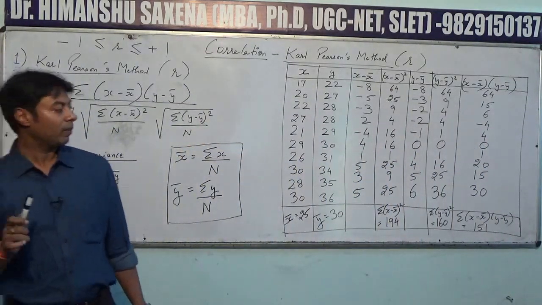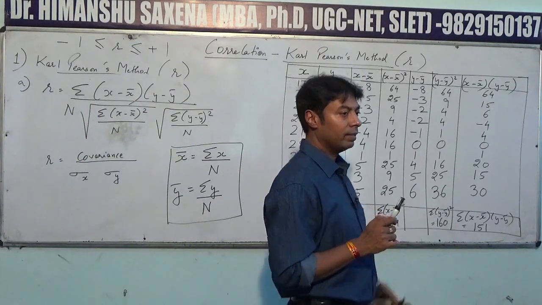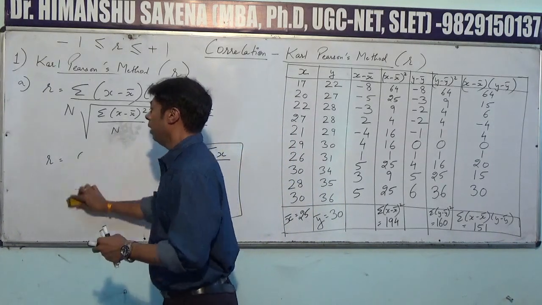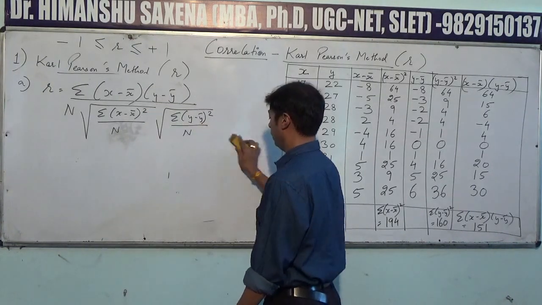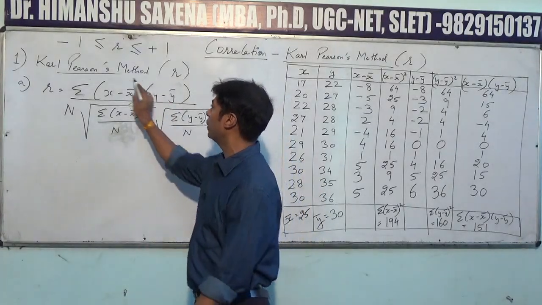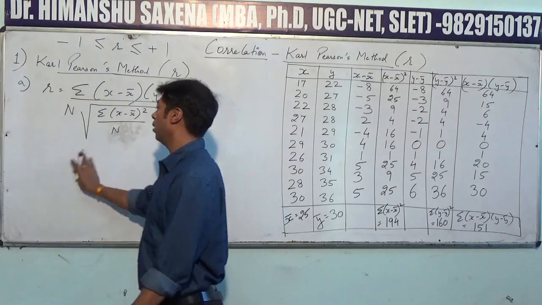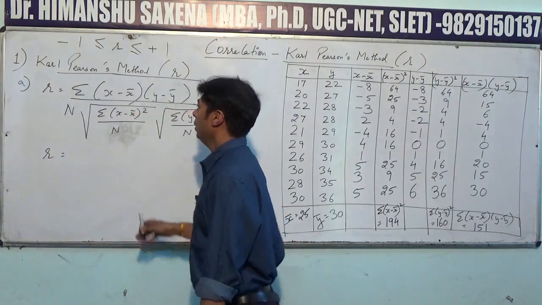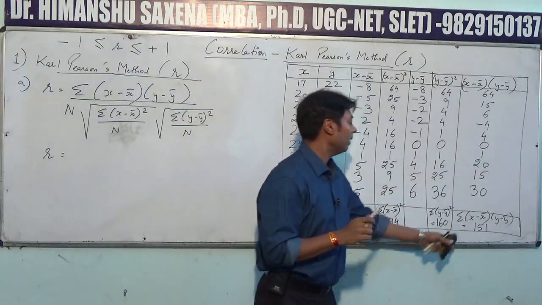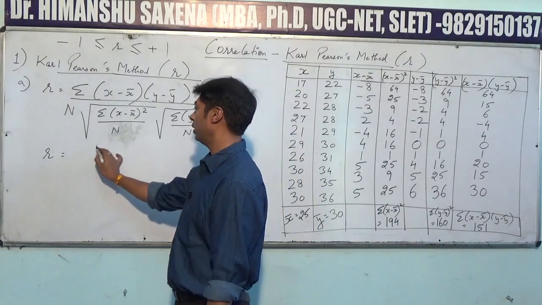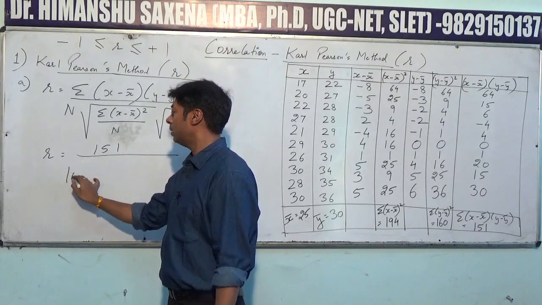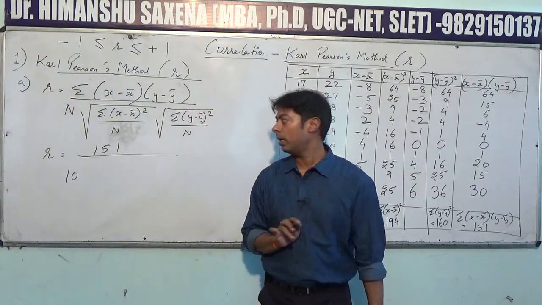Now some of you have been simultaneously noting it down. If there is any problem, you can always ask. Now please see how we can put all these values in our major formula to get the value of Karl Pearson's coefficient of correlation. Now see, summation of x minus x bar into y minus y bar was equal to 151. Next, number of observations are equal to 10 over here.